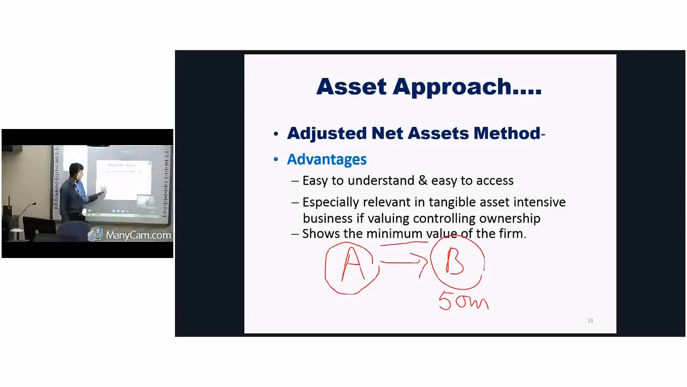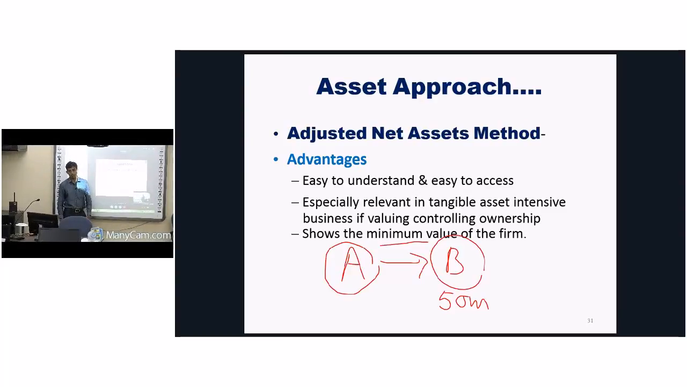This shows the minimum value of the firm. So I should quote at least 50 million to be interesting. At the same time, this value is the amount based on the existing business context. It does not consider any future value here, any potential of the business.